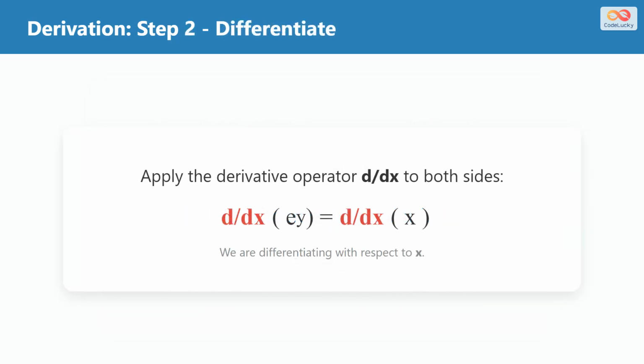Next, we differentiate both sides of the equation with respect to x. We apply the d over dx operator to the left side, e to the y, and to the right side, x.